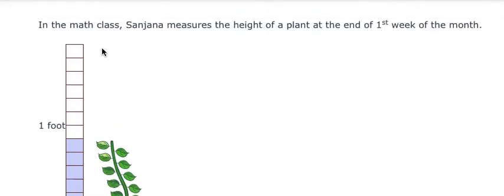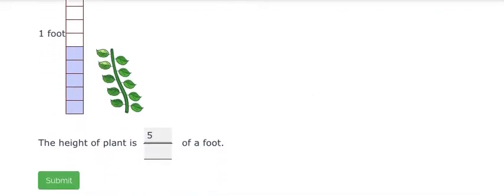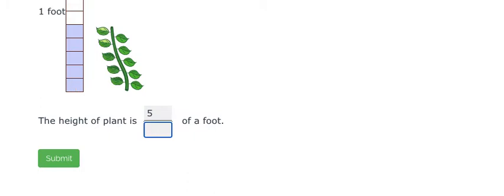In math class, Sammy measured the height of a plant at the end of one week. So this is 1 foot. We know that equals 12 inches. The plant has grown to 5 inches. So 5 is the numerator and 12 is the denominator.